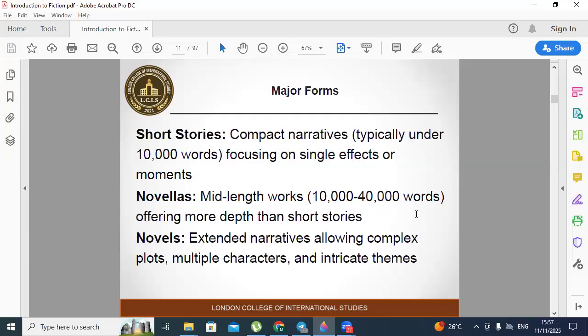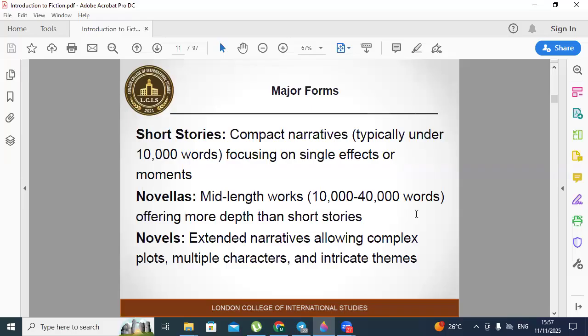Major forms. Let's distinguish fiction's major forms by length and scope. Short stories, compact narratives typically under 10,000 words, focusing on single effects or moments. Think of short stories as snapshots. They capture one significant moment, emotion, or revelation with intensity. Examples include Shirley Jackson's The Lottery or Edgar Allan Poe's The Tell-Tale Heart.